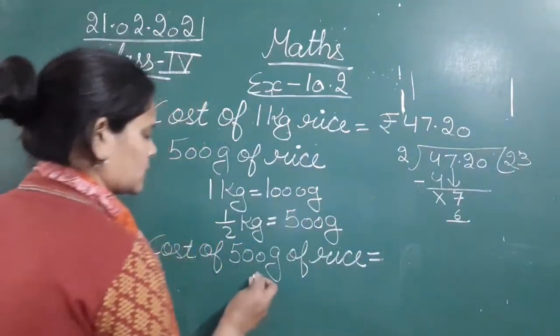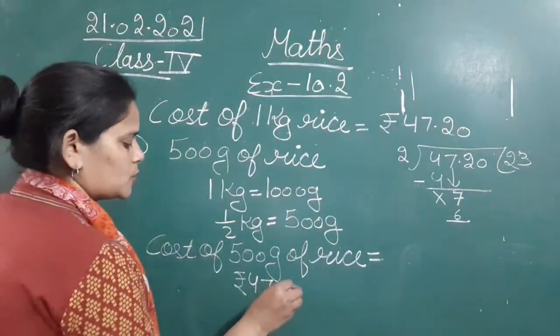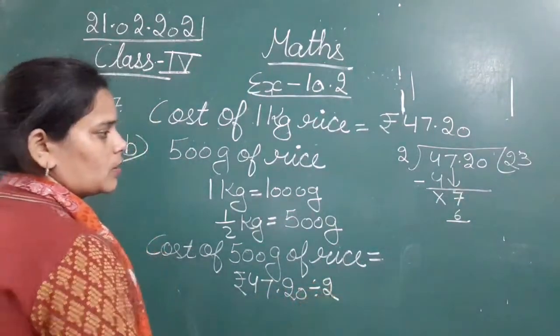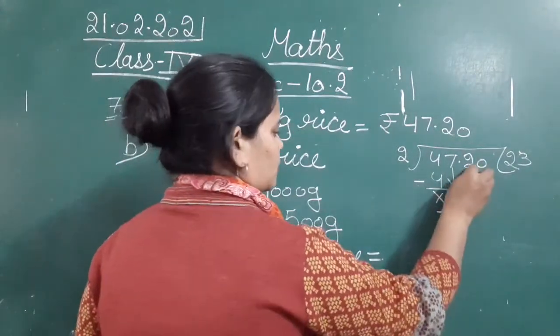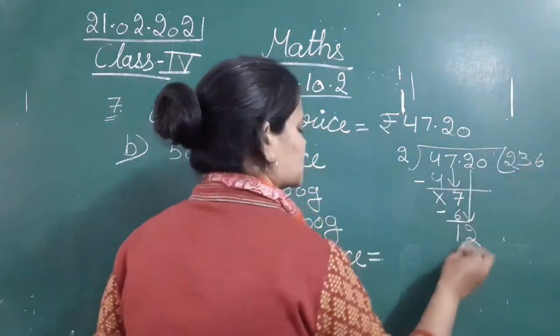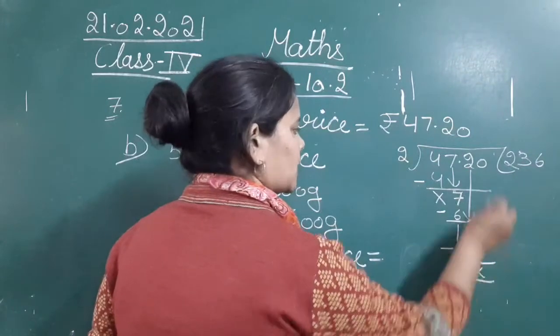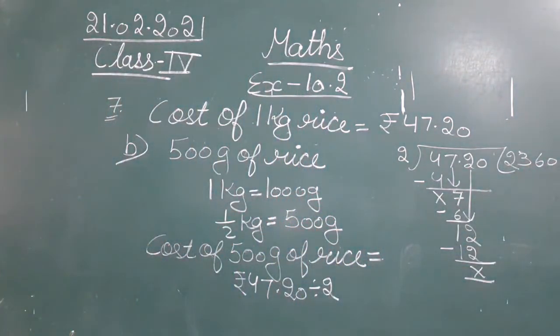47 rupees and 20 paise divided by 2. Okay, so 7 minus 6 is 1. Now bring down the next, that is 2. 2 6s are 12. 12 minus 12, nothing will be left. And here we will put the 0 directly. Okay, so now what is the next?